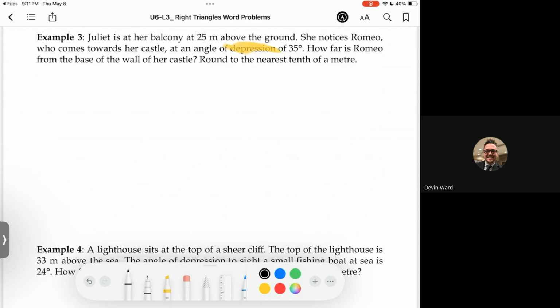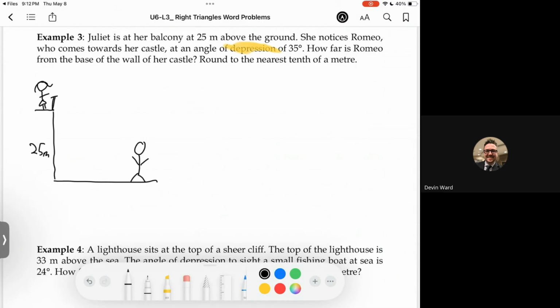So let's draw this. We have Juliet up here in her castle. Okay, so Juliet is up here. There's Juliet. And we'll give her a little rail here so that she doesn't fall off the balcony. And then we have Romeo down here. And we know that this is 25 meters high.